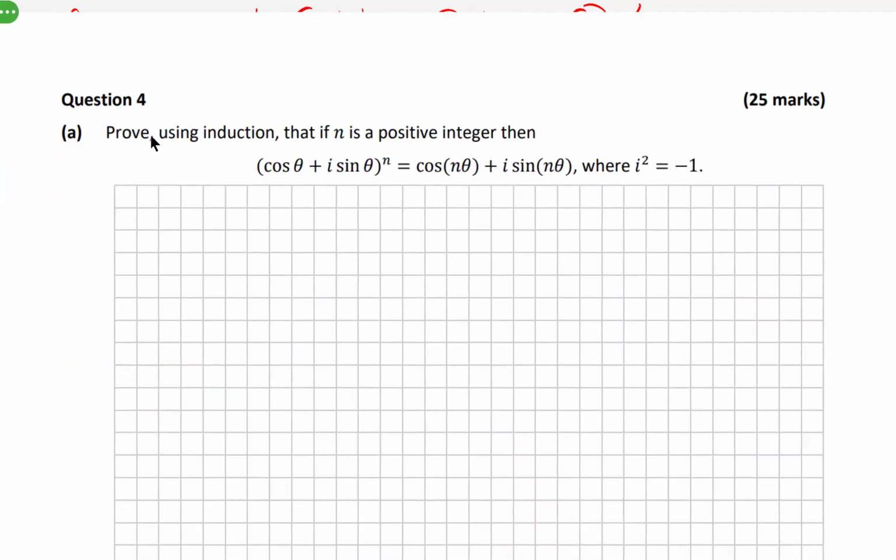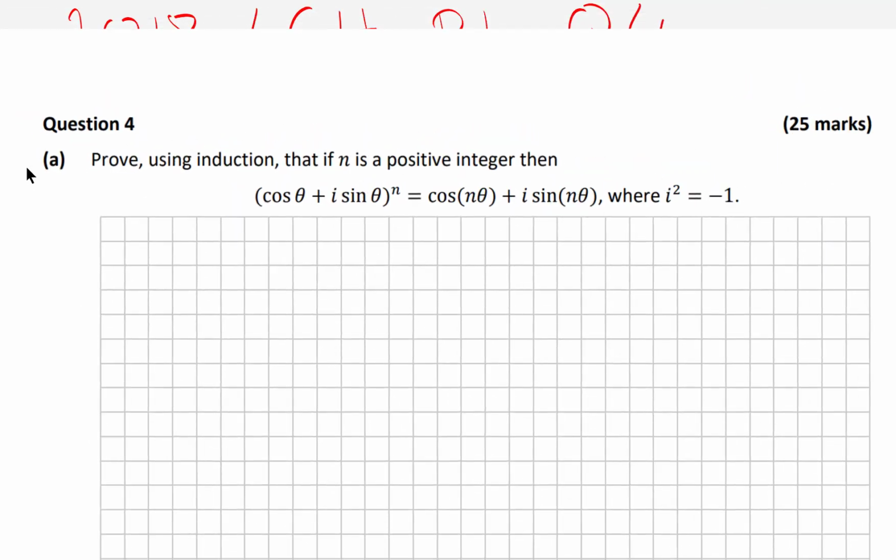4, part A. Prove, using induction, that if n is a positive integer, then (cos theta + i sin theta) to the power of n equals cos n theta + i sin n theta, where i squared is minus 1. So we're basically trying to prove de Moivre's theorem using induction. Right, so let's get started.